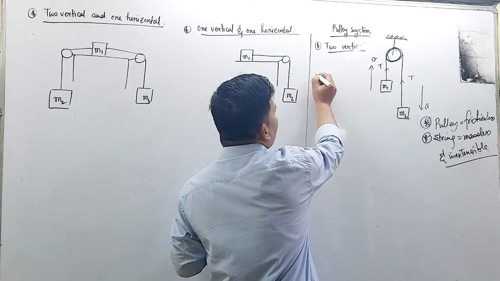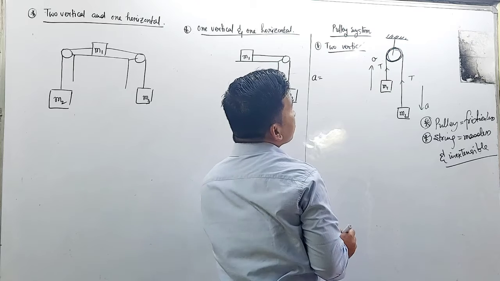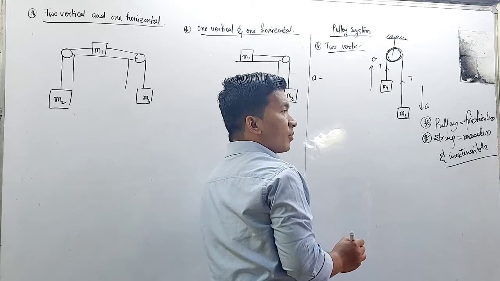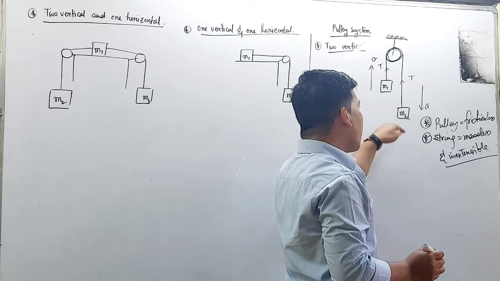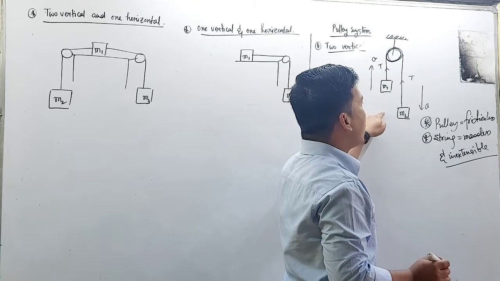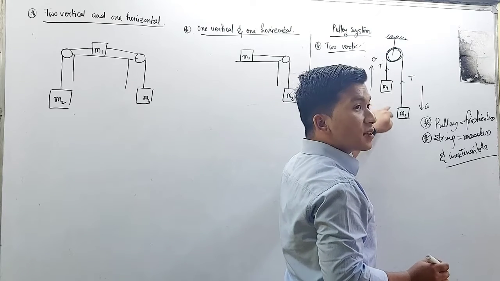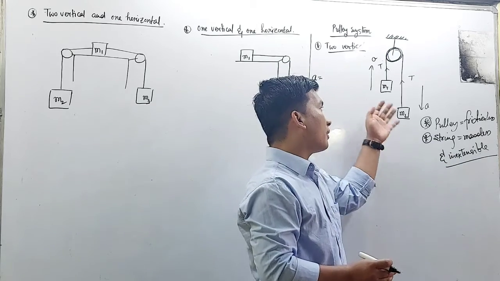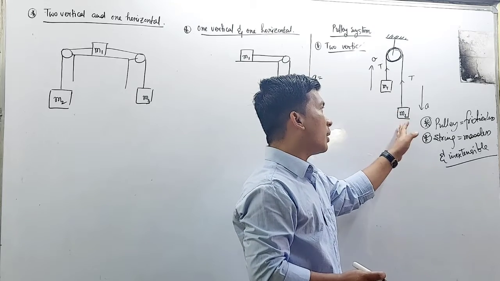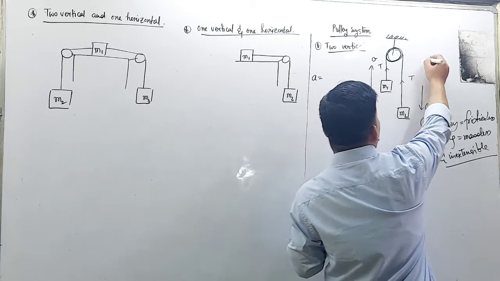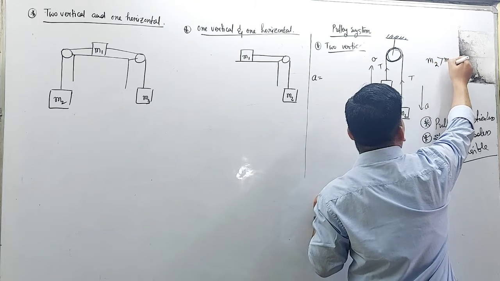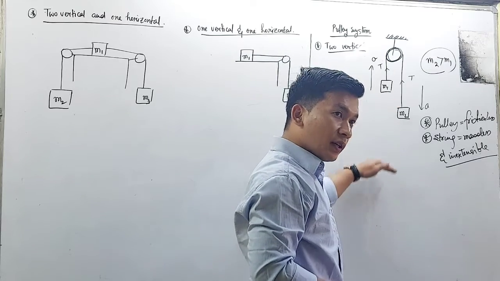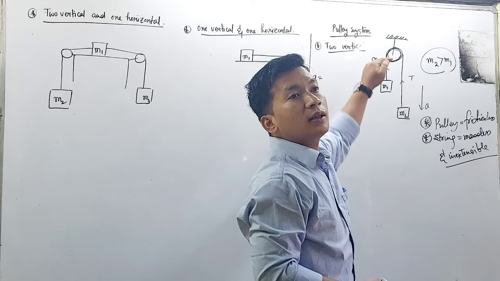Now tell me how to write the shortcut formula for common acceleration. The entire motion is caused by the difference in the mass of M1 and M2. From the given diagram, we know that M2 is greater than M1. The heavier object will be descending and the lighter object will be ascending.